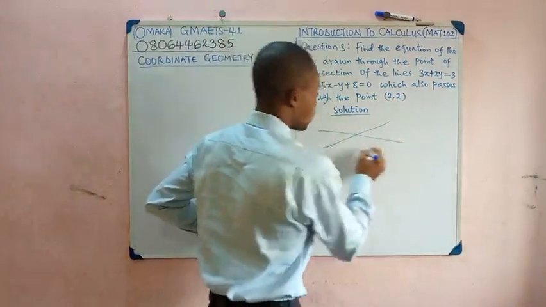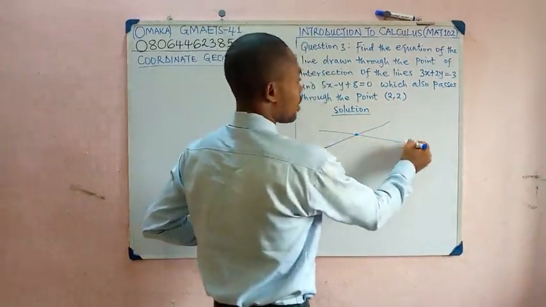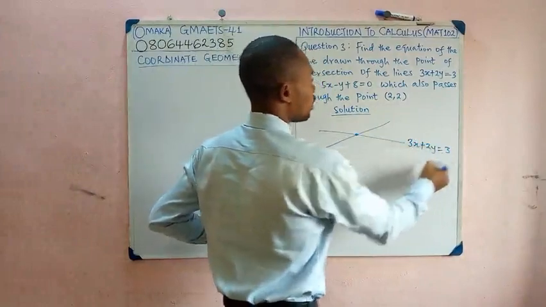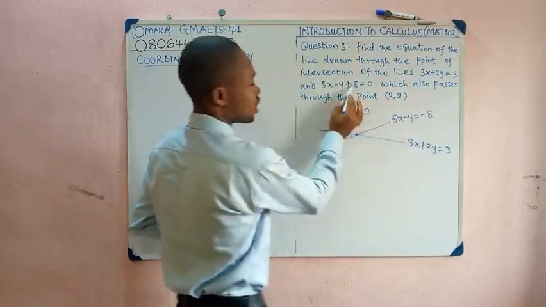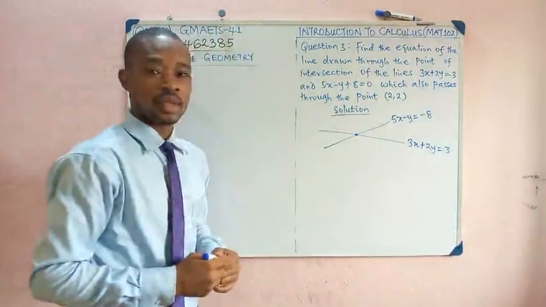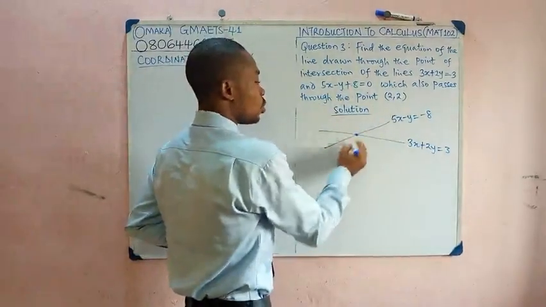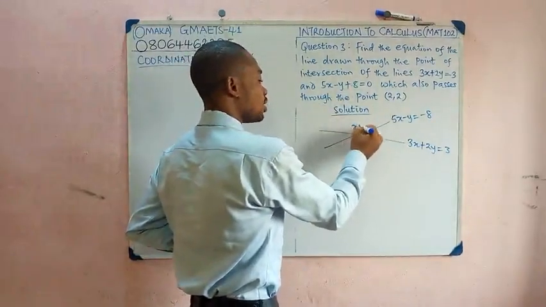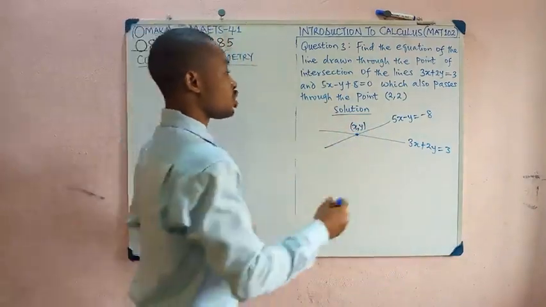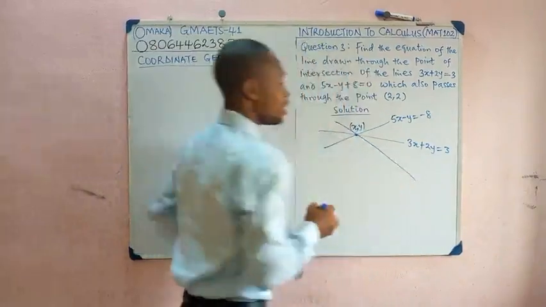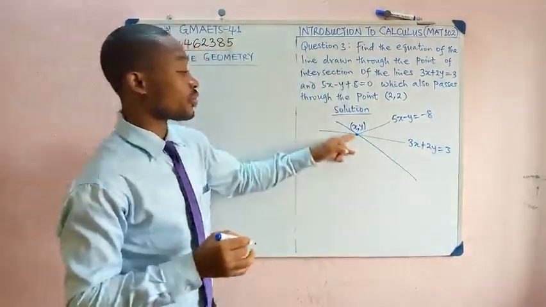Let's just quickly look at this. Imagine that these are the two lines, alright? Now, this line is defined by the equation 3x plus 2y equal to 3. We can also define this line as 5x minus y equal to minus 8 if you take this 8 to the other side of the equation. Now, this is the point of intersection. Let us represent the coordinate as x, y. Is that okay? Now, there is a line that passed through this point of intersection. Let me draw another line. Let this be the line whose equation we are looking for. It passed through this point.